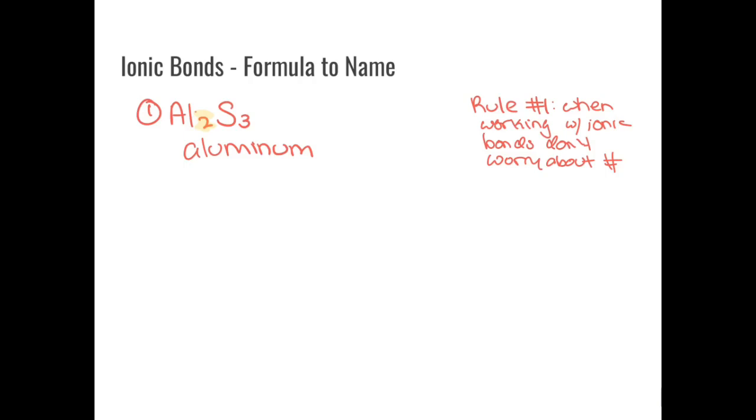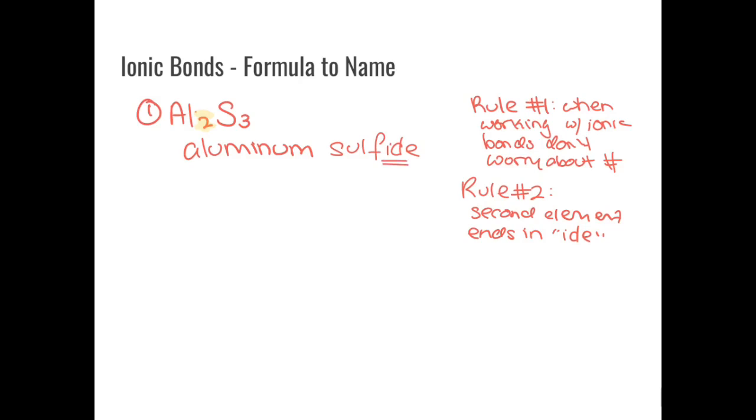Then we look at the periodic table for S, and S is actually sulfur. But that brings us to rule number 2, which is that the second element always ends in IDE. So we don't say aluminum sulfur. Those sound like 2 separate elements. But if we say aluminum sulfide, now we know we are talking about a compound. So we change that sulfur to sulfide.